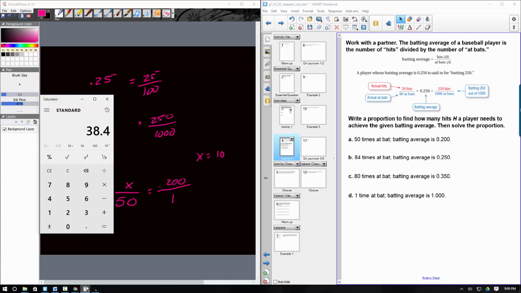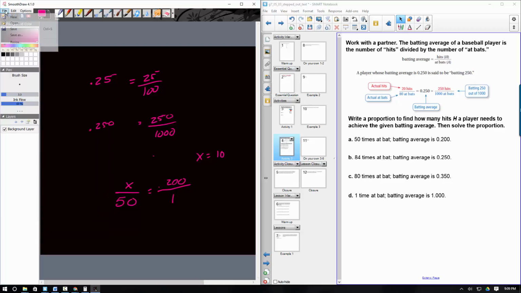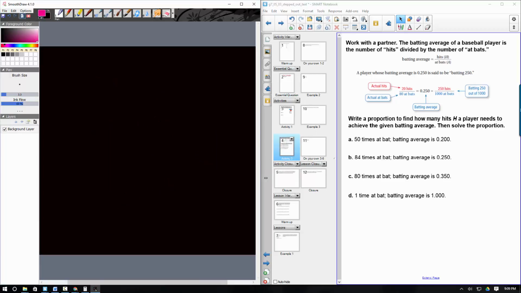So if I go through and do 10 divided by 50, I get my 0.2, just like I was looking for. So let's try another one, where I have 84 times at bat. That is my denominator. I don't know what this is, I'll say x, and it all equals 0.250, right?